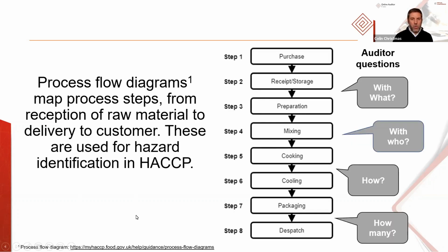So when we look at hazard control, I think something that every food safety auditor is very familiar with is process flow diagrams. These are in every single food safety management system. And here's a very basic example of reception of raw material to delivery to the customer. And these are used for hazard identification in HACCP. So very familiar with questions with this. We're asking questions with what, with who, how many. That is a good mantra to ask these type of questions when you're interrogating such a process flow for HACCP.